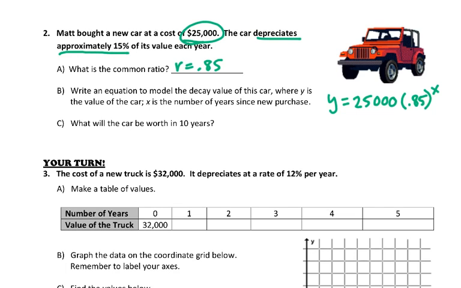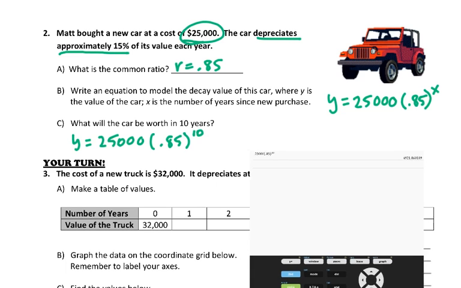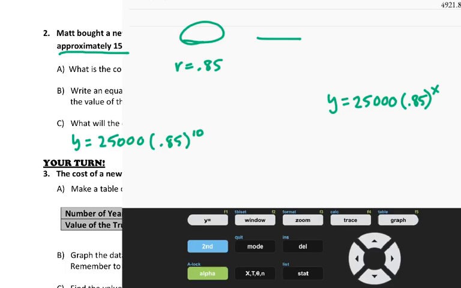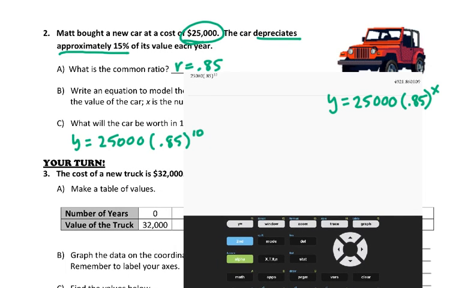If you have a question where it's just wanting one thing, you can still use the table option. You could also just plug it into our equation since they just have one question for us. So 25,000 times 0.85 to the 10. And you can just type that in your regular calculator screen. Okay, and I've kind of pulled my calculator up here. Again, I'm still learning how to use this fun little gadget.